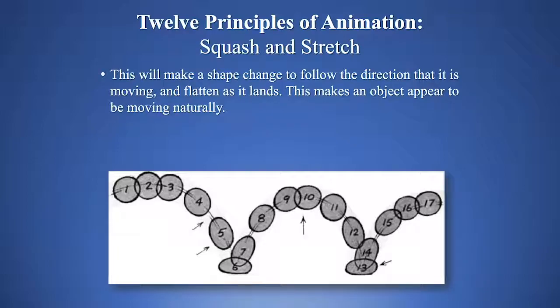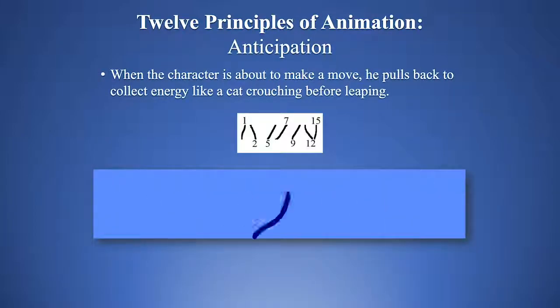So here's stretch and squash, or squash and stretch. This will make a shape change to follow the direction that it is moving and will flatten as it lands. This makes an object appear to be moving naturally. It also gives it more of a sense of energy, kinetic energy. Anticipation, when the character is about to make a move, he pulls back to collect his energy like a cat crouching before leaping. Then as he's about to stop, he slides to a stop.